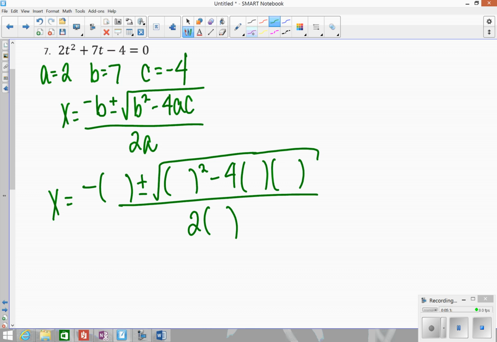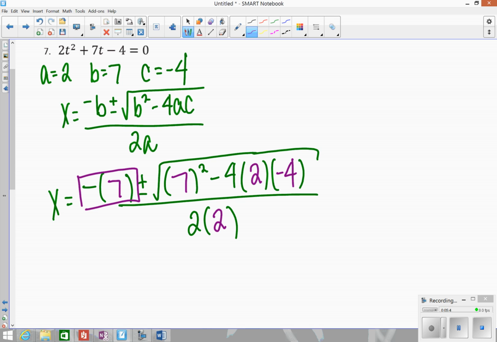Now we're going to put the actual numbers in our parentheses. The first set of parentheses is B, so we're going to put 7 in. Our next set is B, so 7 goes in. Next set is A, and then C is -4, and then A down here is 2. And now we're going to simplify in 3 parts.